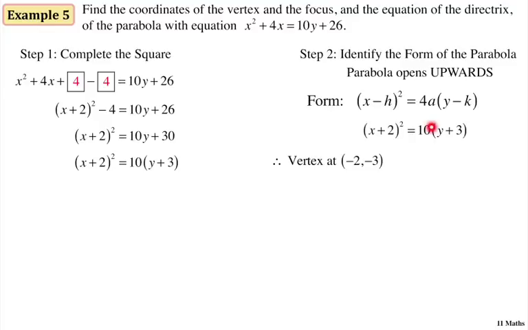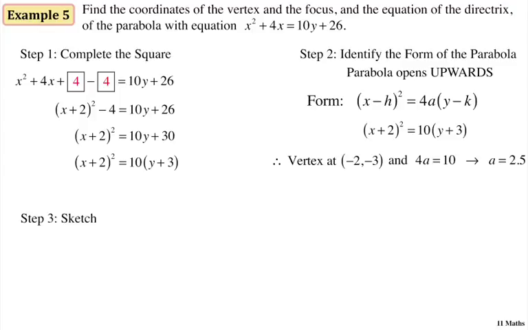Now if I look in front of the brackets that have y, I have a 4a and a 10. That means 4a equals 10. And if you do 4a equals 10, divide both sides by 4, you get a equals 10 on 4, or 5 over 2, or 2.5. I'm going to write it as 2.5 as a decimal. Doesn't really matter if you write it as a fraction or a decimal.